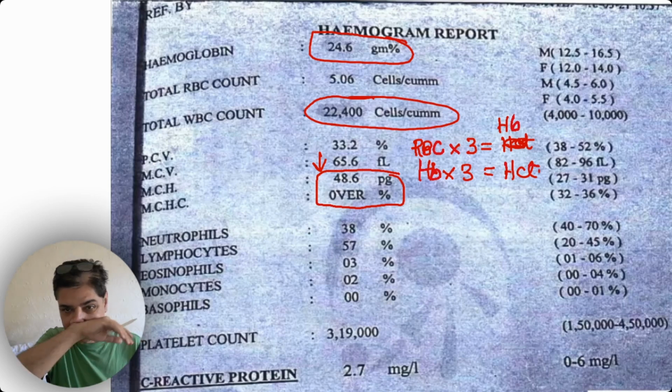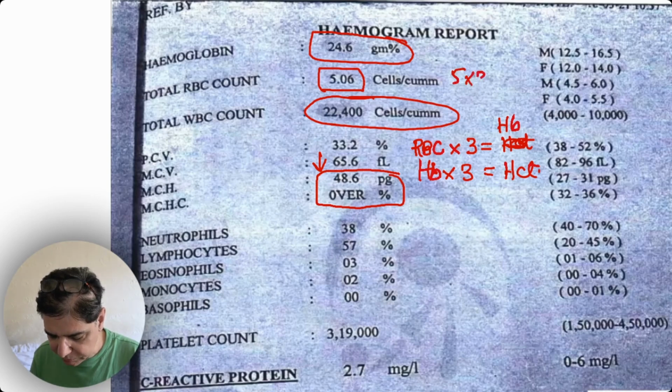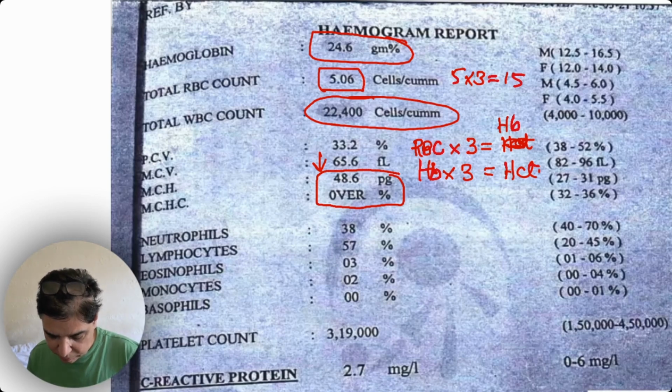So, his RBC count is how much? 5. It's normal. So, if I multiply 5 by 3, his expected hemoglobin should be 15. But here it is 24.6. And if I multiply this 15 by 3, that should be 45. So his hematocrit should be what? 45. Okay.